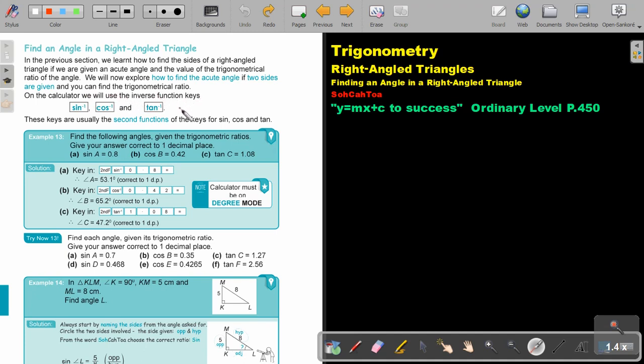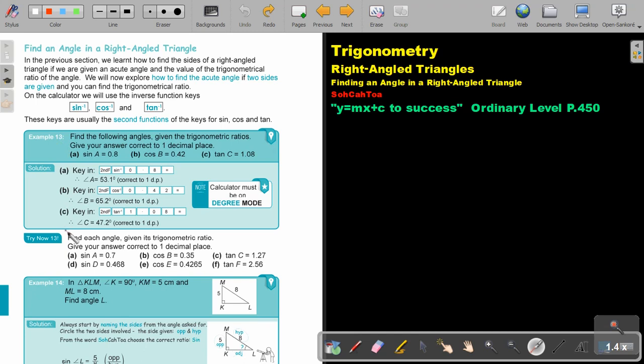It's almost like they programmed it on top of the key. So to come to that top, you will always press sin minus 1, cos minus 1, tan minus 1. But these keys are usually the second function. So there in the corner of your calculator, you will press shift or second function and then press the normal sin or cos or tan, and that will bring you to those functions. Okay. So these keys are usually the second functions of the keys for sin, cos, and tan.